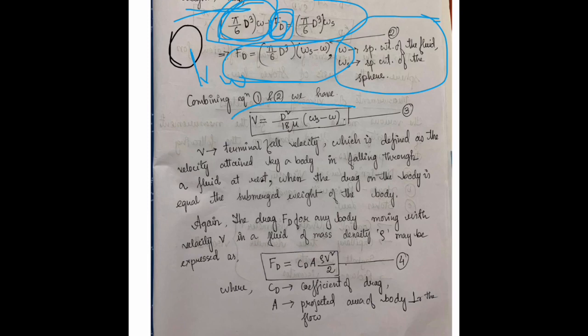Again, the drag force Fd for any body moving with velocity v in a fluid of mass density rho may be expressed as Fd equals Cd A rho v² divided by 2. If we mark that equation as equation number 4, where Cd is the coefficient of drag, A is the projected area of the body perpendicular to the flow.